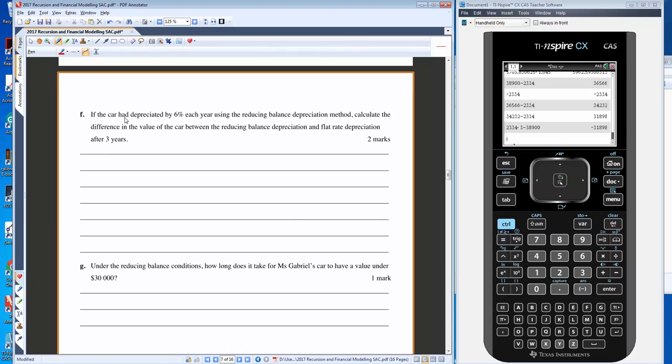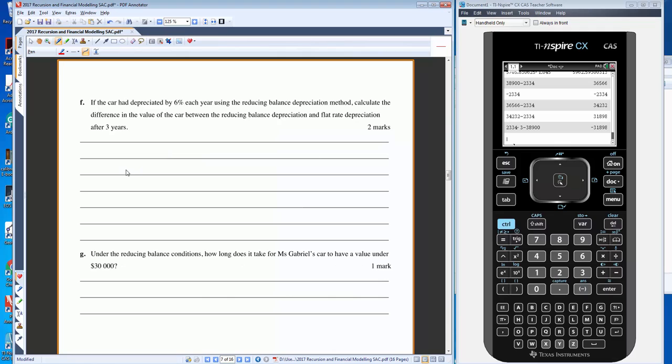Alright, if the car had depreciated by 6% each year using the reducing balance depreciation method, calculate the difference in the value of the car between the reducing balance and the flat rate. So look, we already know that the flat rate was 31898, so we've been given that already. Okay, so let's work out the reducing balance, and we're going to do that recursively.